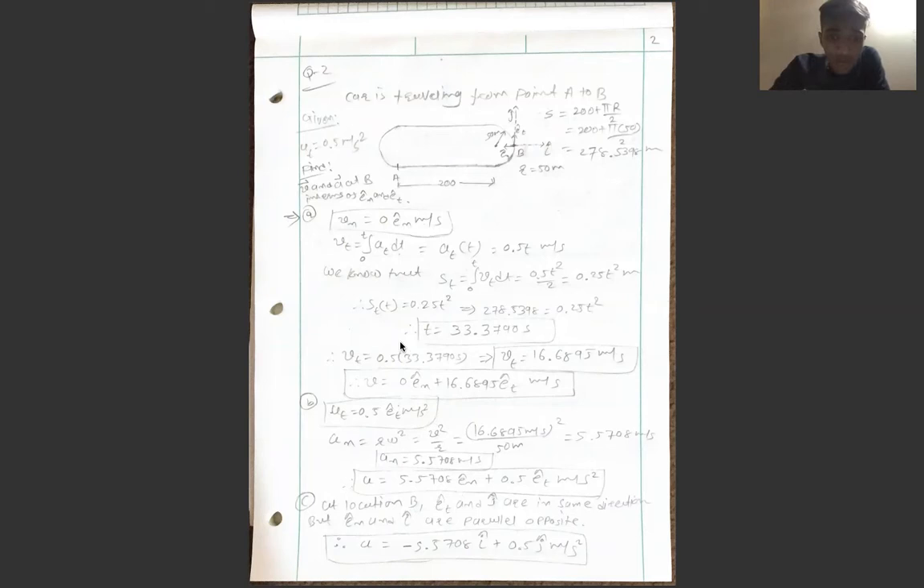All right, so now we begin with the normal component of velocity, which is always zero by definition. And for the tangential component, we just integrate the tangential component of acceleration, so that we can get vt in terms of time.